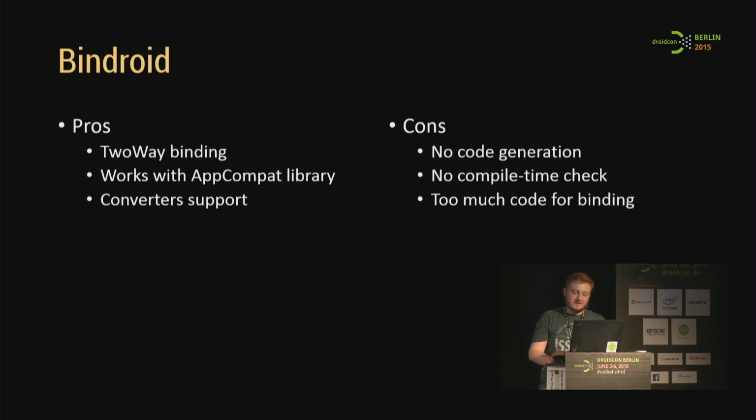There is no compile time checking if everything is okay. So when we change, for example, the name of the property, it will fail because we pass the name of the property as a string in our code. So this is a really big problem, I think. And we need to write too much code for bindings.